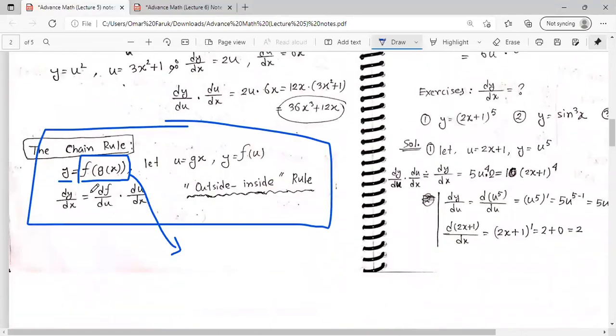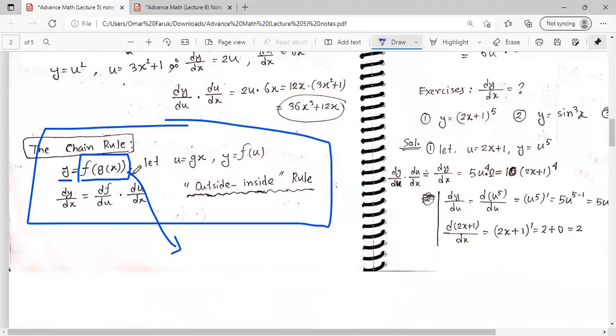So this is our composite function, and we calculate the derivative of a composite function using the chain rule. For that, we imagine the inner function is u, and then the outer function will be f of u.